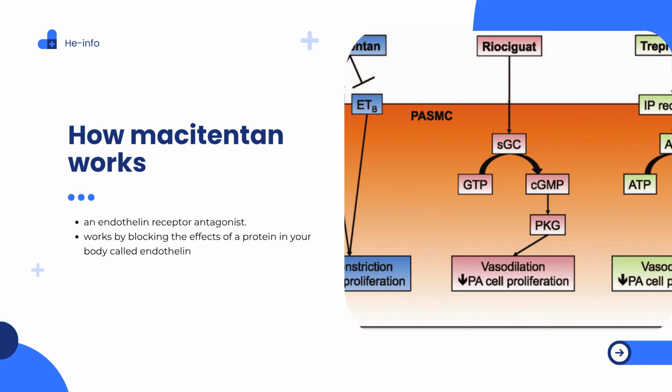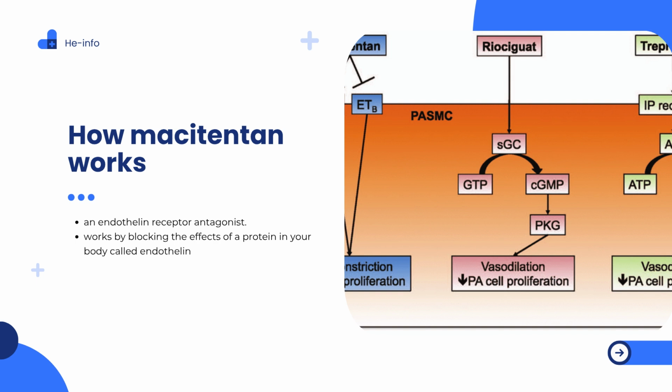How Opsumit Macitentan works. Opsumit Macitentan belongs to a class of medications called endothelin receptor antagonists, ERAs. Endothelin is a naturally occurring substance in the body that causes blood vessels to tighten and narrow. In people with PAH, this process becomes overactive, leading to dangerously high pressure in the lungs.